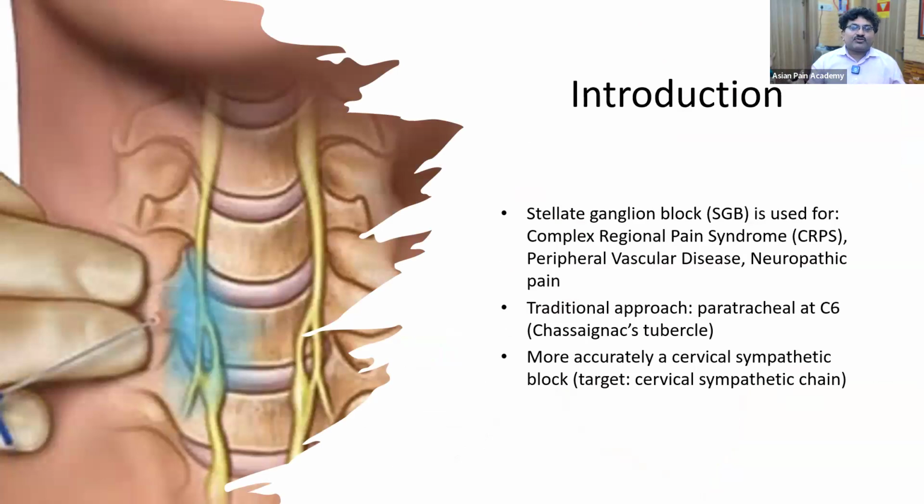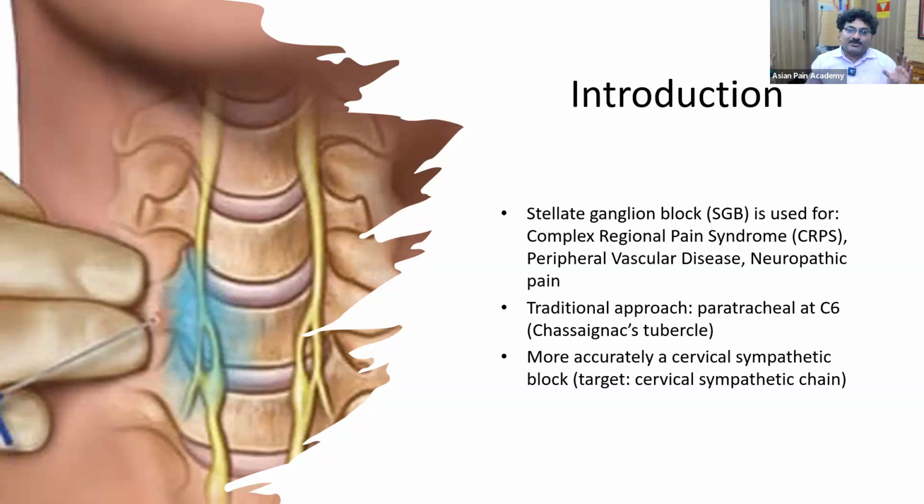The traditional approach for the stellate ganglion block is the paratracheal C6 Chassaignac tubercle approach, where we used to hit the tubercle, come up a little, and then give the dye or drug. More accurately, it's actually a cervical sympathetic block, because we know stellate ganglion is not present in all persons.